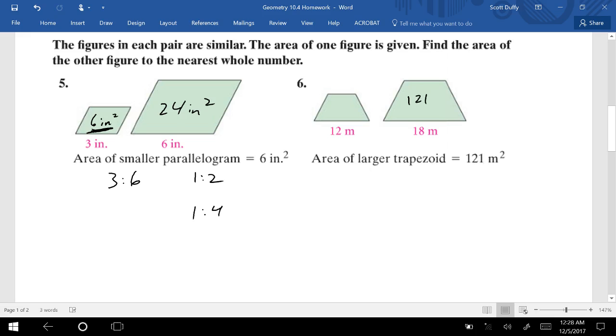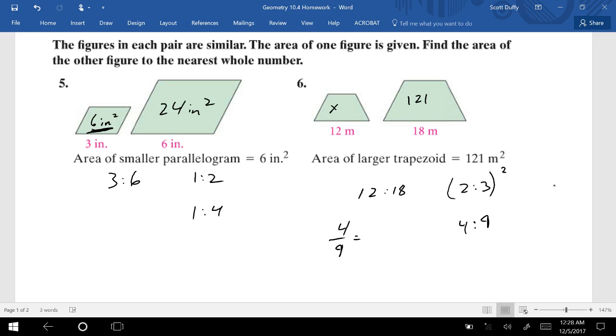Okay, so the area of the larger trapezoid is 121. Now, I'm going to look at the perimeter ratio first. So 12 to 18 simplifies to be 2 to 3. Now let's apply that to the ratio of the unknown area. But first, when we're talking about areas, we have to square this. So 2 squared is 4, 3 squared is 9. The ratio of the areas is 4 over 9.